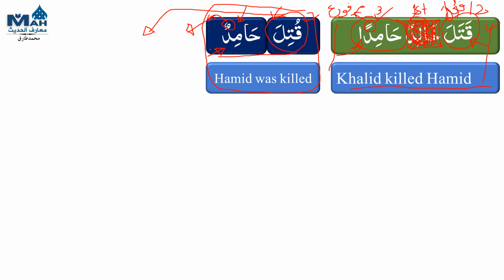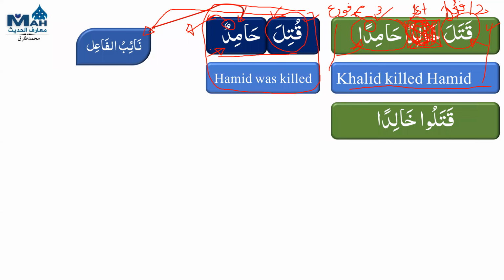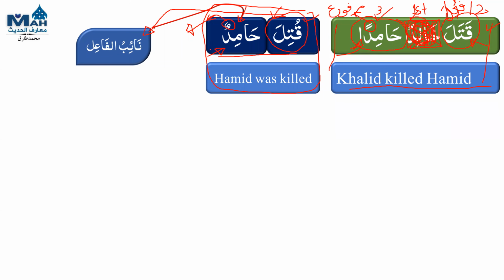So read what is written. Naibul fa'il. Very good. It's murakkab idafi, naibul fa'il. So naibul fa'il means deputy subject. What, sister? Subject, sir. No, deputy. Naib, deputy. You will call it deputy in Urdu. Deputy.